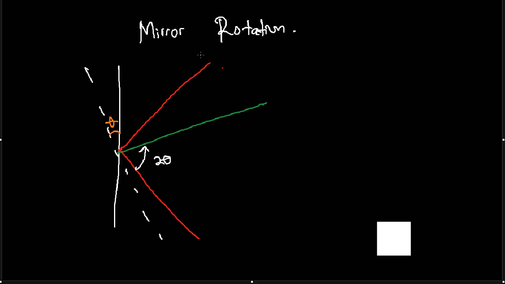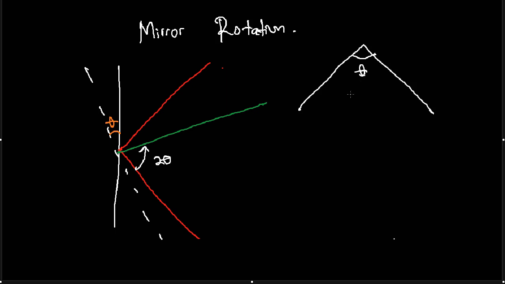Next I want to talk about images formed by two mirrors at an angle. It's a very easy formula. If you have two mirrors inclined at an angle theta, then the number of images formed by those mirrors is given by the formula n is equal to 360 over theta, minus 1.